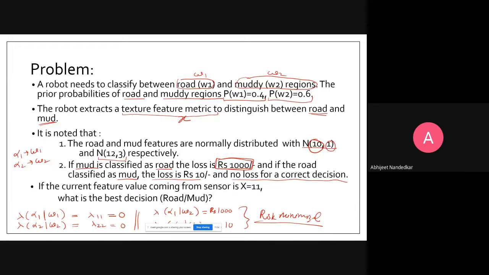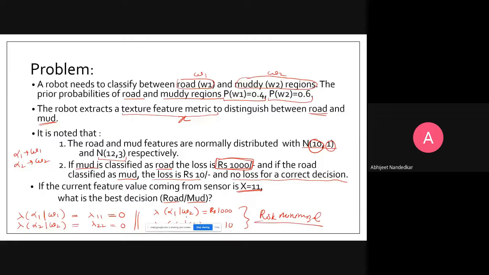Then for mud it is 12 and 3 respectively. If mud is classified as road, the loss is 1000 rupees, and if the road is classified as mud, the loss is 10 rupees, and no loss for a correct decision. Now if the current feature value coming from the sensor is 11, what is the best decision? That is the question. So you have to decide whether this is road or mud.